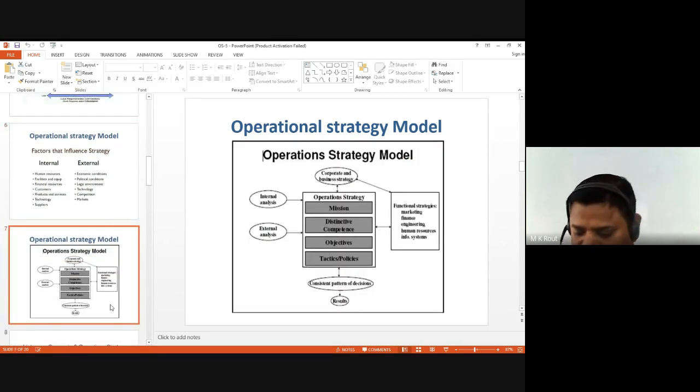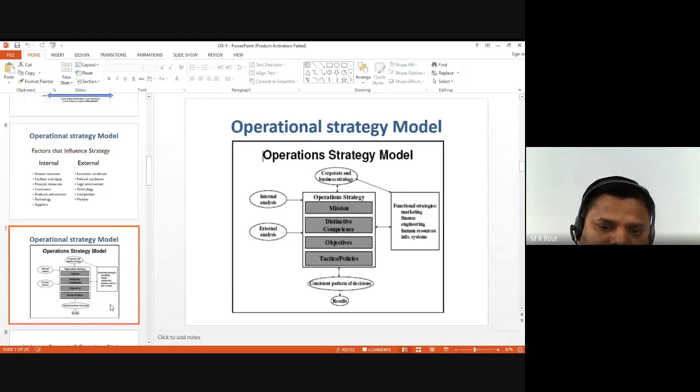This is the typical schematic view of your operational strategy model, how the operational strategy model should be implemented. First, the corporate and business strategy, and that business strategy directly goes to the operational strategy point, where missions should be defined. Next, you have to identify some distinctive competencies, and after that identify the objectives of these competencies. The next is some policy and tactics should be employed.